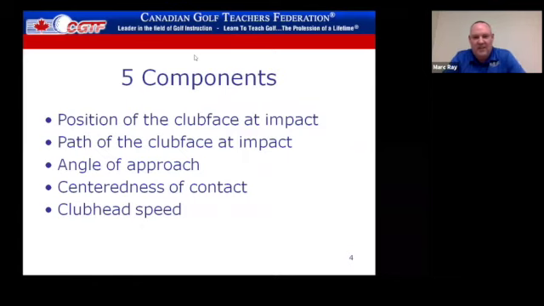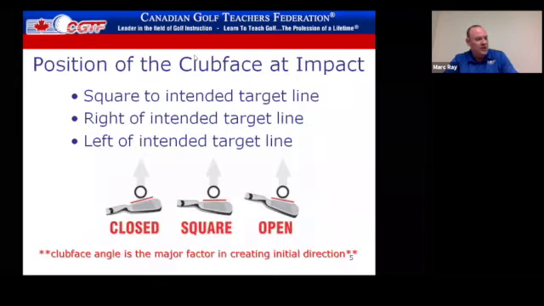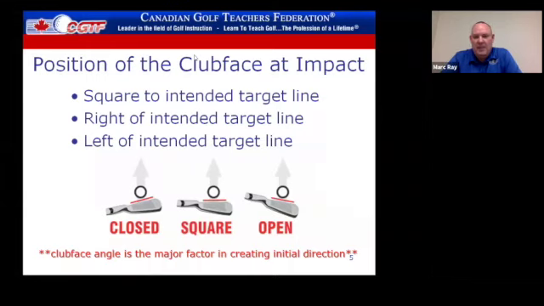There are five basic things that make up ball flight. The position of the club face at impact, the path of the club face at impact, the angle of approach, and the centeredness of contact and the club head speed. Those five things we understand will determine initial direction and curvature. So the club face at impact can either be, and I don't even like square, open and closed. It can either be square or pointed to the right or pointed to the left. Because if you're a left-handed golfer or a right-handed golfer, open is opposite and closed is opposite.